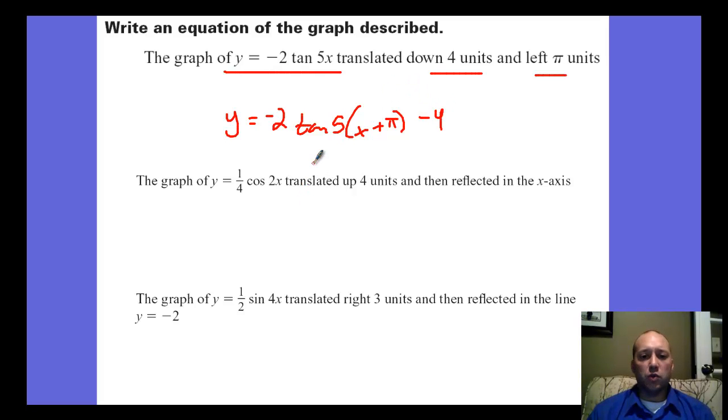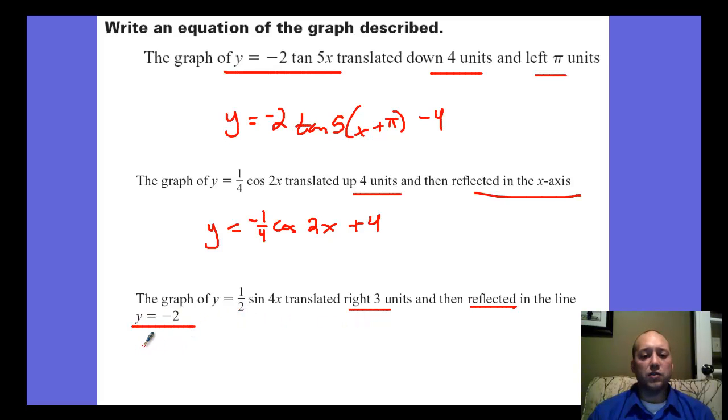The next one, we're going to translate the function up 4 units and reflect over the x-axis. That's y equals negative 1/4 cosine. And then we're going to go 4 units up, so we're not changing that. We don't have the h value, but we're going to add a k value, add 4. And the last one here, we're going to go right 3. We're going to reflect it over the y equals negative 2 line.